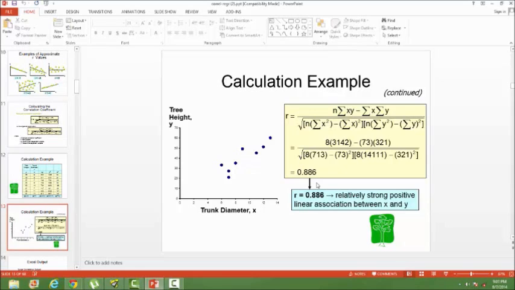0.886 is the correlation between x and y. So that's fairly close to 1. We can say that there's a strong positive linear association between x and y. So what does that mean? If you increase x, y also increases in a positive way. So they move in the same direction. X and y move in the same direction.